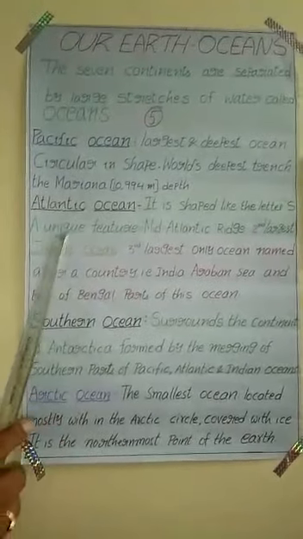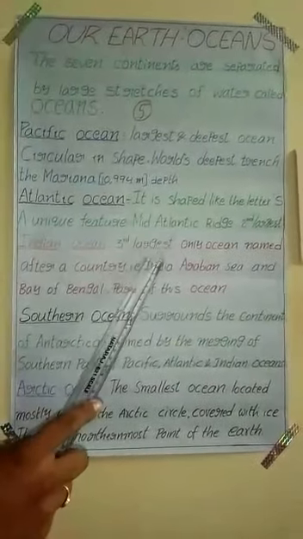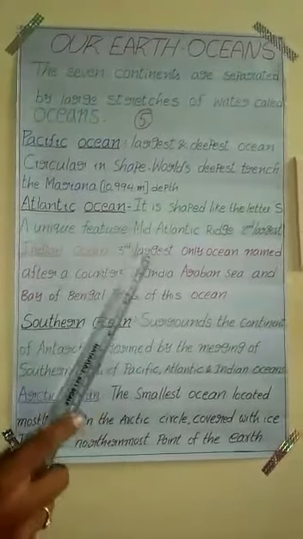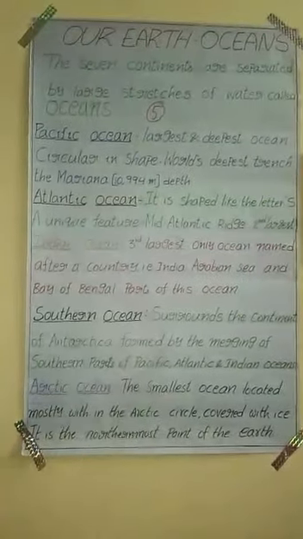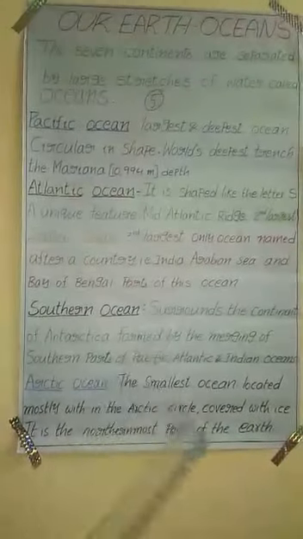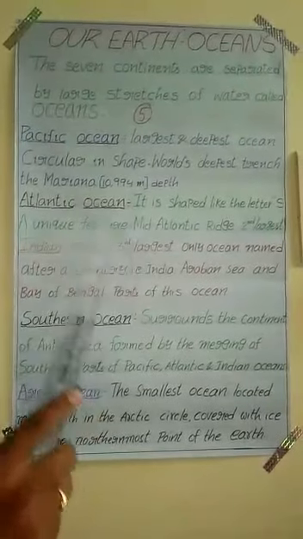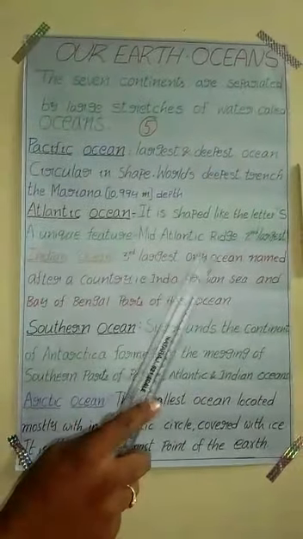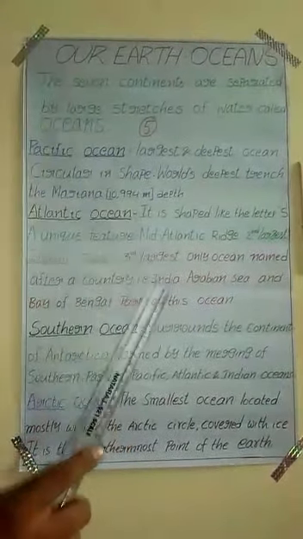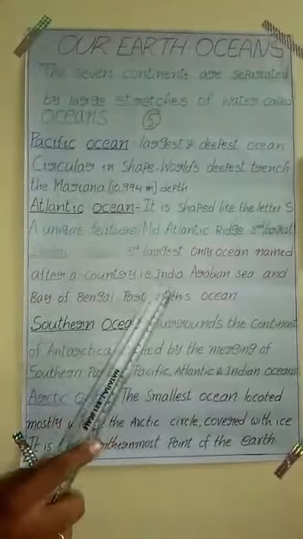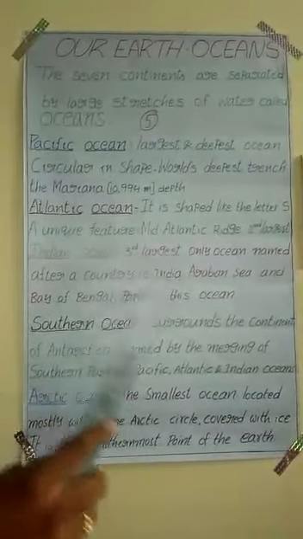Now coming to the third one, that is Indian Ocean. Indian Ocean is the third largest ocean among the 5 oceans. And it is the only ocean that is named after a country, that is India. Indian Ocean is the only ocean named after a country, that is our country India. Among all the 5 oceans, it is the one and only ocean named after a country, also our country name, India. That's why it is called Indian Ocean.